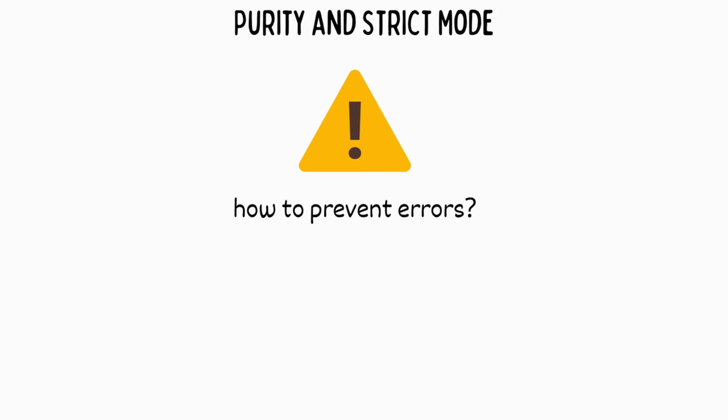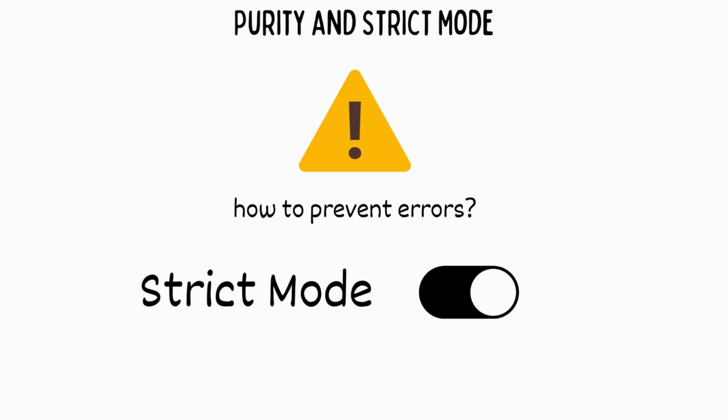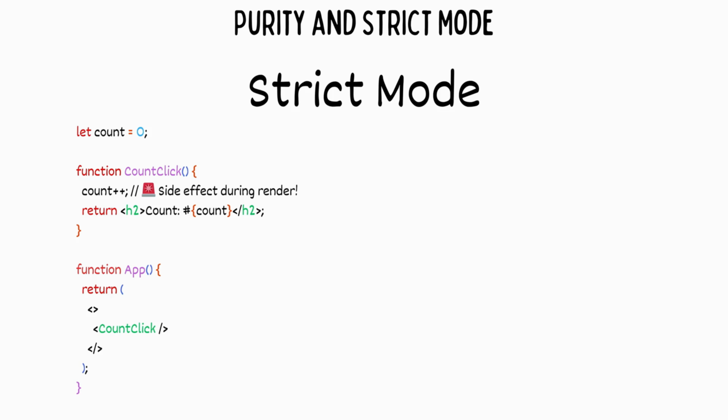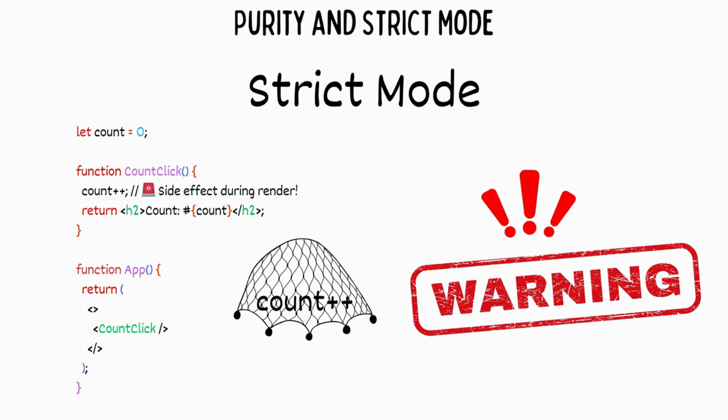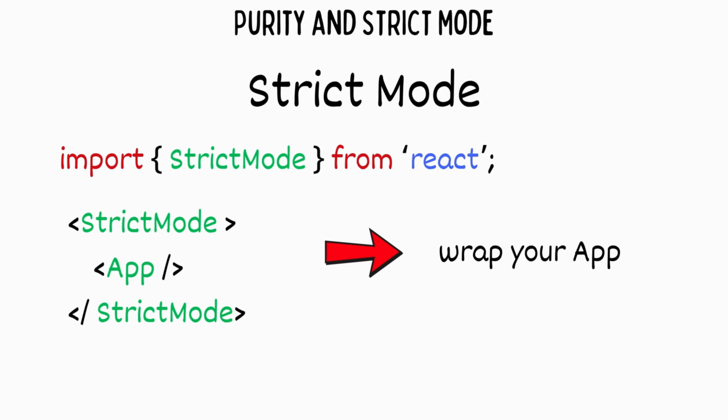To help make sure we don't run into errors like this, we can use something called strict mode. React Strict Mode helps you catch mistakes like this by warning you about unsafe lifecycle methods and other potential issues during development. Just wrap your app with it, and React will warn you when you're doing something sketchy.